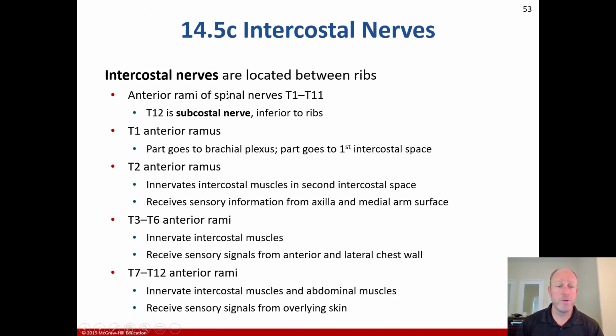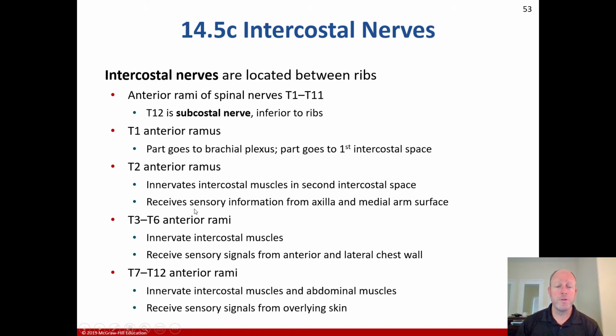So the intercostal nerves are located between the ribs. We've got the anterior rami of spinal nerves T1 to T11. T12 is a subcostal nerve, inferior to the ribs. T1 anterior ramus, part of which goes to the brachial plexus, and the other part goes to the first intercostal space. T2 anterior ramus innervates intercostal muscles in the second intercostal space, along your ribs.